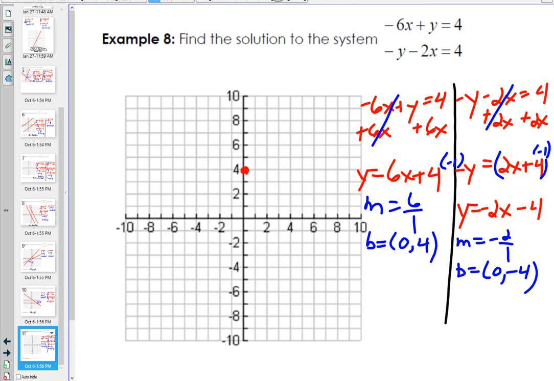Okay, so 0, 4, 6, 1, down 6, left 1. -4, 0, -4, and then up to left one. I already found it. I ended up crossing paths.